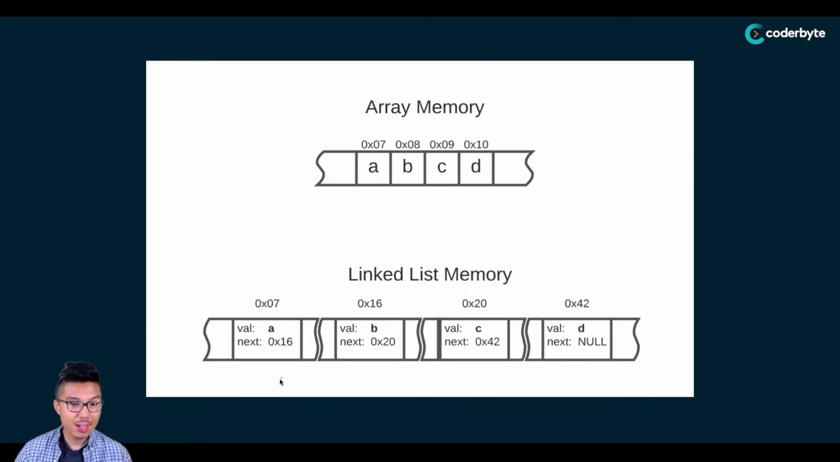So again, key thing to recognize is that these nodes can be stored at really any random addresses, right? They don't have to be next to each other, right? There's no pattern into how I spaced out these addresses. They don't even have to go in increasing order.